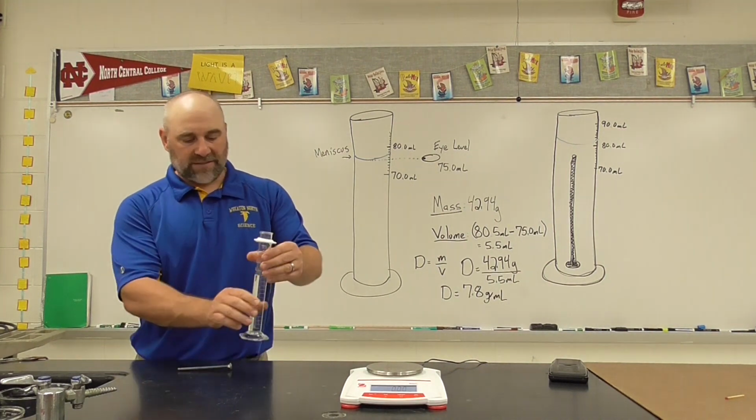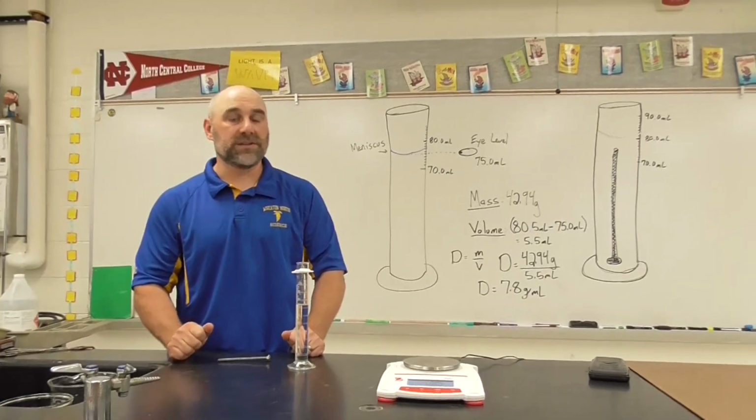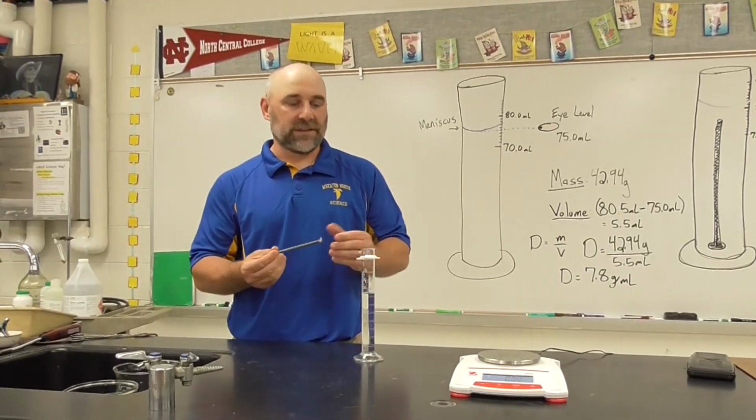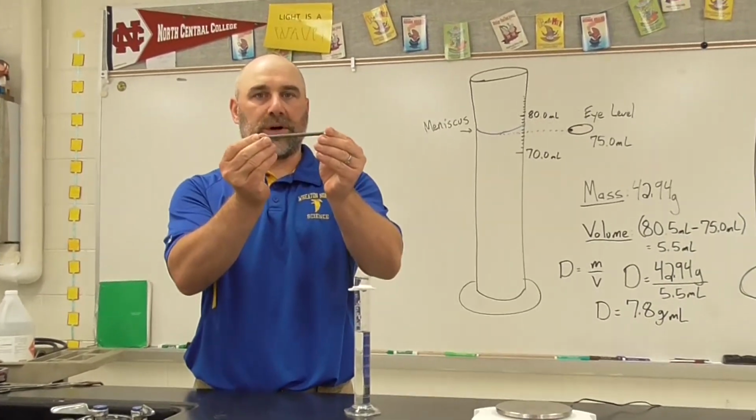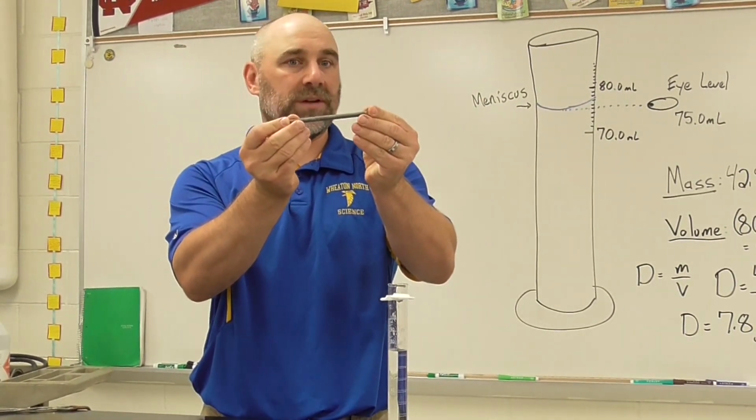So what I've done here is I've measured out a predetermined amount of water. In this case, it's 75 milliliters. Really what I'm looking for is a volume of water that will fully submerge the object that I'm measuring through water displacement, in this case this bolt.